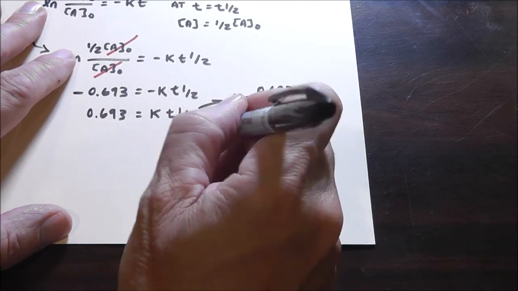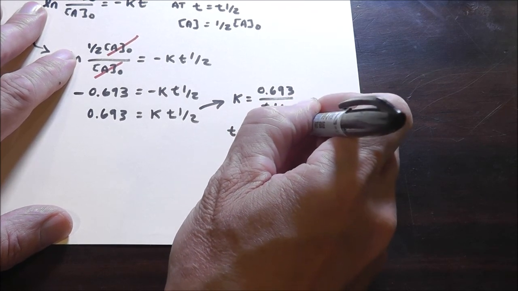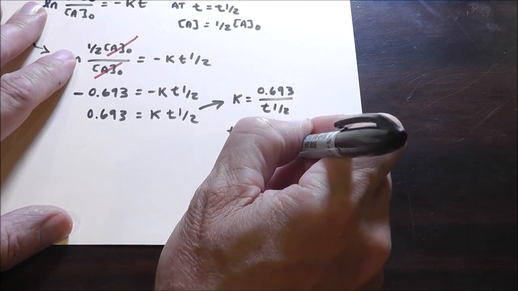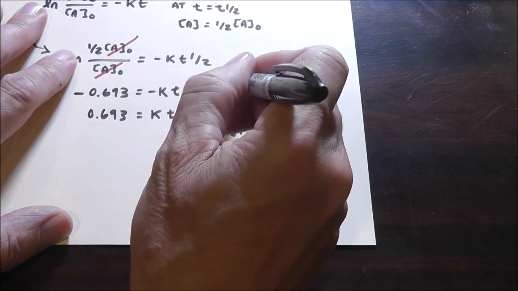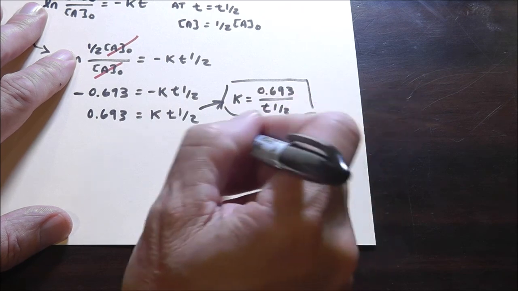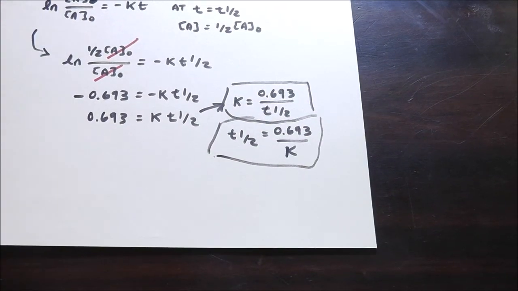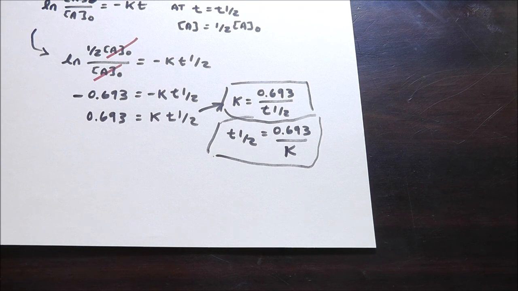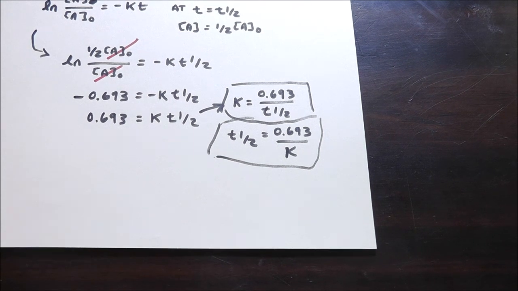Or, let's solve for t1/2. t1/2 equals 0.693 over k. So if you're given k and it's first order, you can interrelate between the k constant and the half-life. You can't look at a k constant and say, oh, I get that. But you can look at a half-life and say, oh, that's when it cuts itself in half, and that's when it cuts itself in half again.